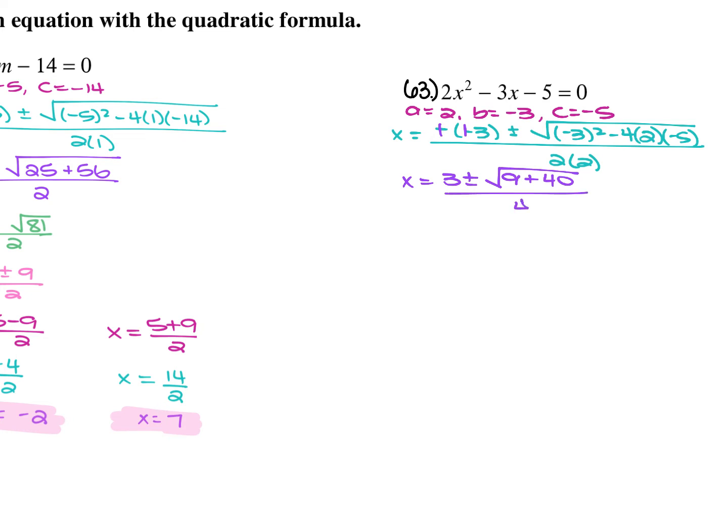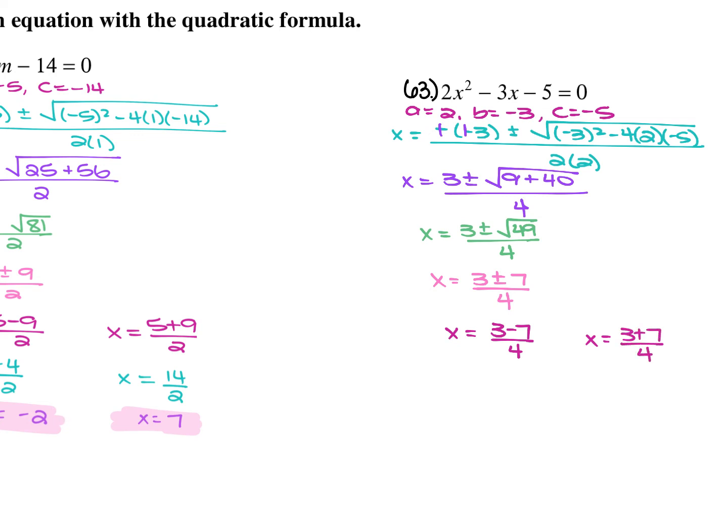And that's all over 4. From here, we add underneath that radical to get 3 plus or minus the square root of 49, all over 4. The square root of 49 is 7, so that's 3 plus or minus 7 over 4. Once again, we're going to separate this into two parts. So 3 minus 7 over 4, and 3 plus 7 over 4.